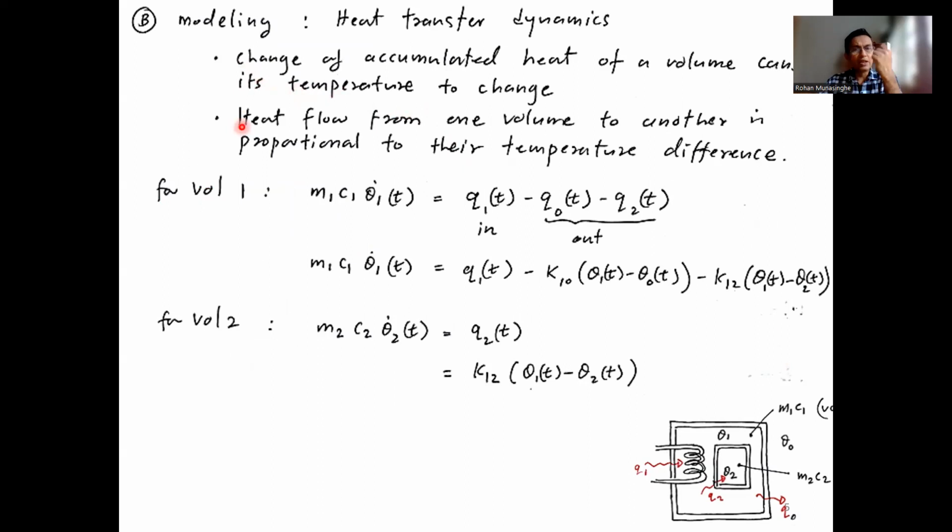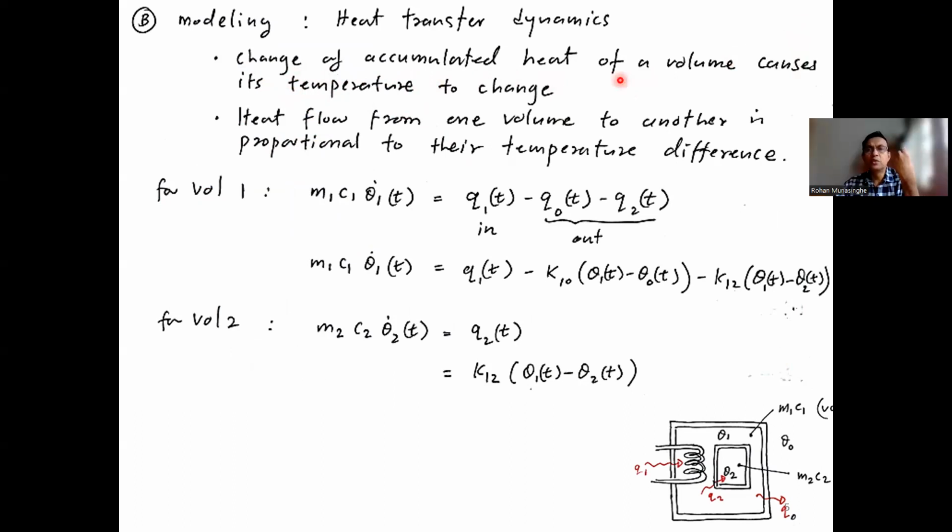You got to know two things at least. That is change of accumulated heat of a volume. Change of accumulated heat of a volume causes its temperature to change. So temperature changes because of the accumulated heat. If it loses accumulated heat, temperature drops. If it gains heat from outside, it increases the temperature. That's number one. Number two, heat flow from one volume to another is proportional to their temperature difference. That's important. Heat flow is proportional to the temperature difference.